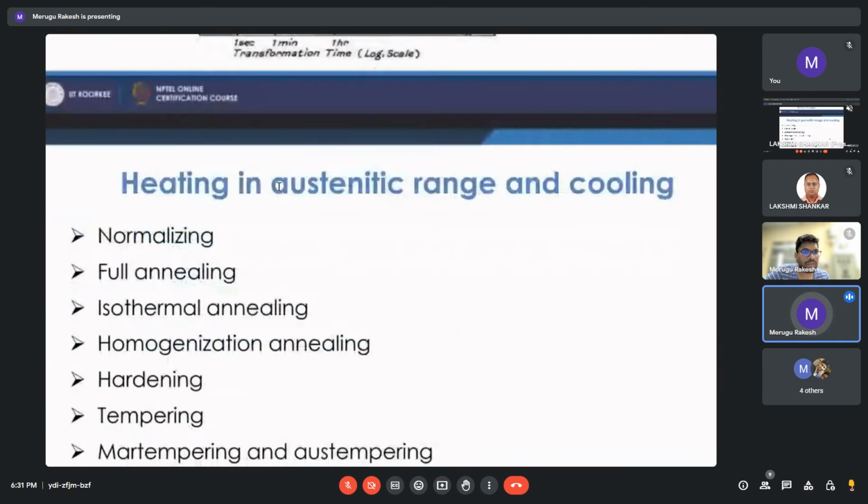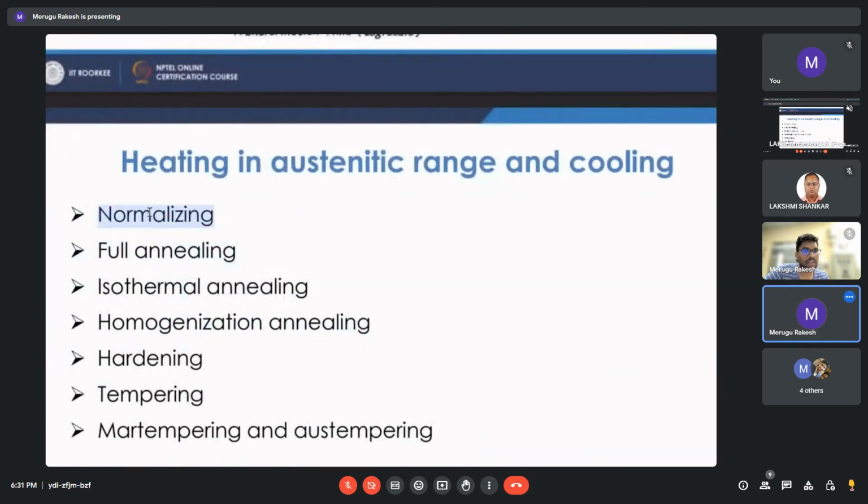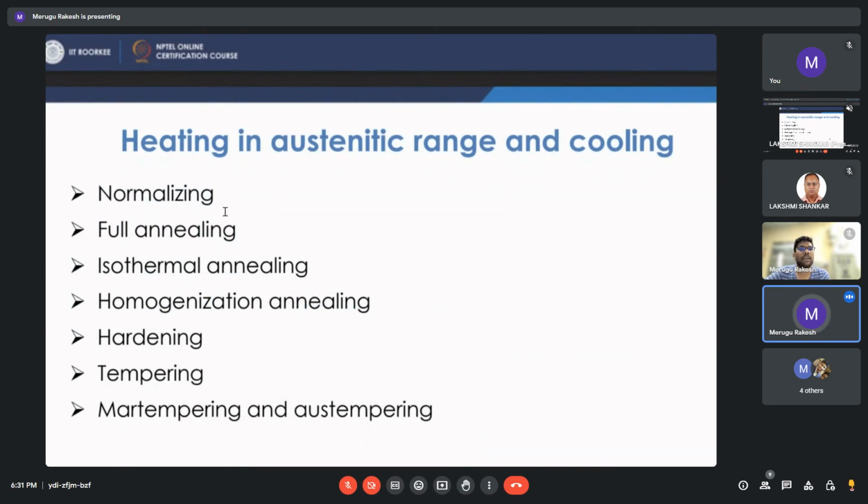Okay, let me explain one by one. So normalizing is like air cooling. We heat whatever component we want to heat treat. Then once it is heated, soaked, and everything is done, we just keep it in the air. So it is a fast cooling when compared to annealing.